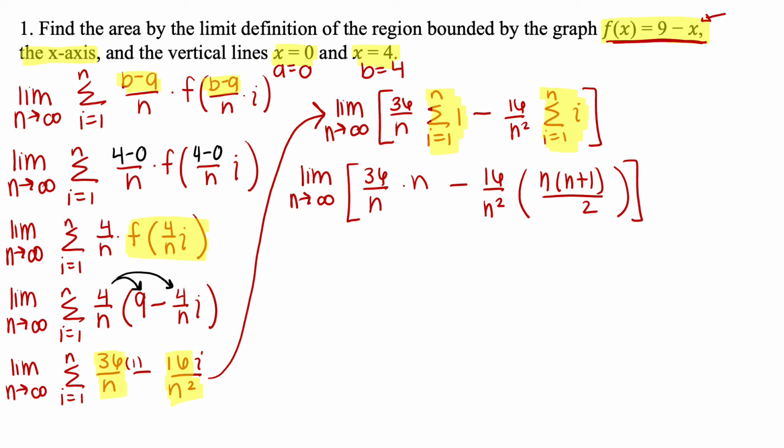And then from here, we just want to simplify this down so it's nice and clean for us to take our limit. So let's keep our limit as n goes to infinity. Now we can cancel out these n's, and we can cancel this n with one of these n's, and this 2 and 16 just becomes an 8, so this makes it a little bit easier. So we have 36 minus, and distributing our 8, we get 8n plus 8 over n.